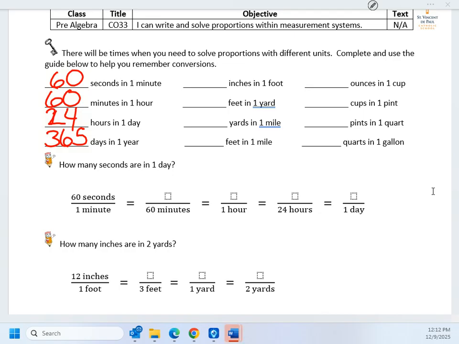How many inches in a foot? Ellie. 12. How many feet in 1 yard? Henry. 3. Now we start getting tricky. How many yards in 1 mile? Yeah, guess, Colton? I think it's 1,600 and something. So close. 1,760.